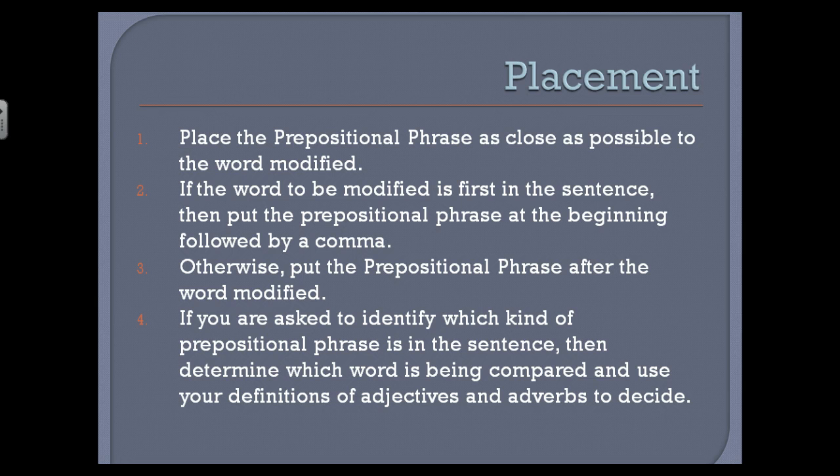If you are asked, however, to identify which kind of prepositional phrase is in the sentence, then determine which word is being compared or described, and use your definitions of adjectives and adverbs to determine which one you're looking at. Again, at that point, if you're asked to identify it, simply cross out that whole phrase once you've identified the preposition, the object, and any words in between, and simply draw the arrow like it was one word to begin with.